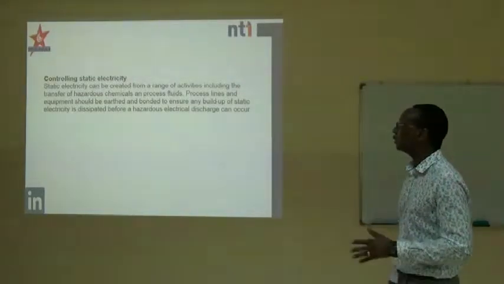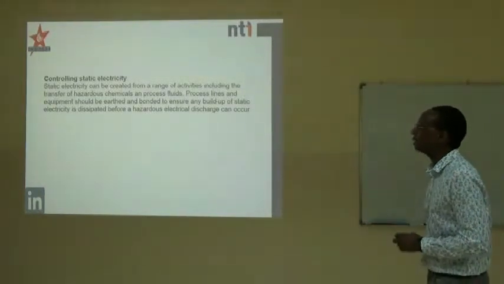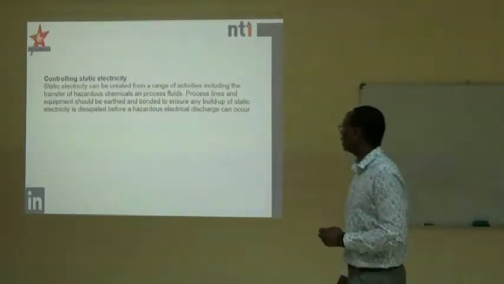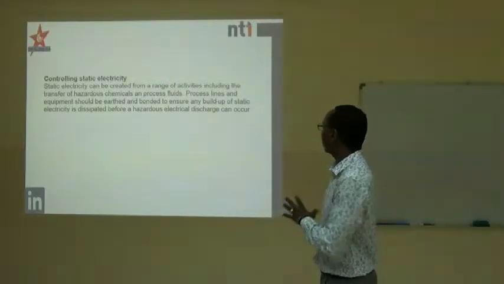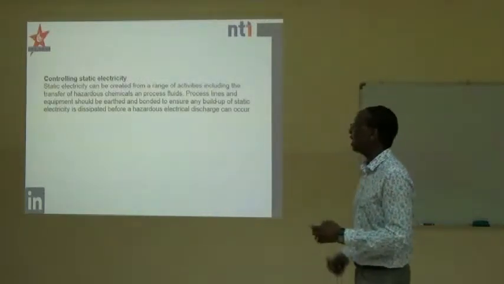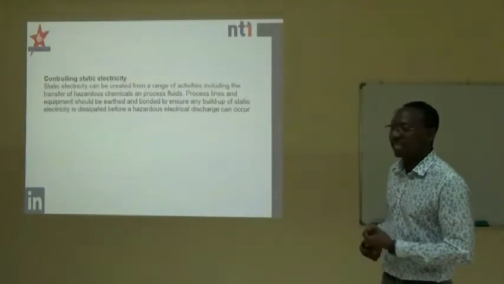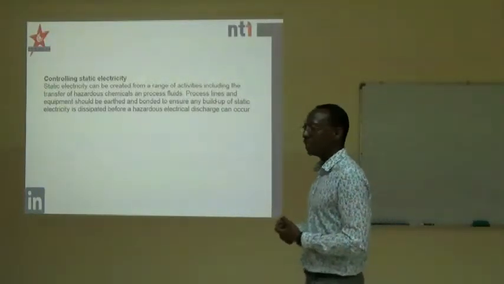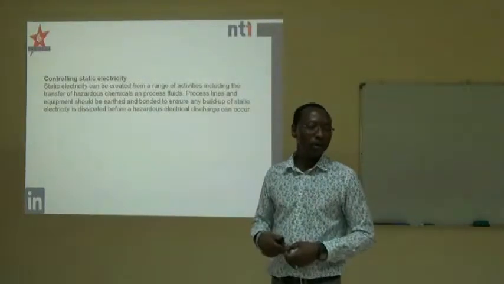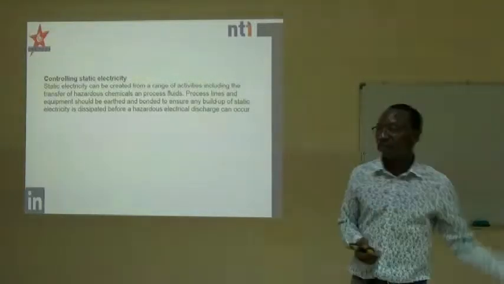So process lines and equipment should be earthed and bonded to ensure any build-up of static electricity is dissipated before hazardous electrical discharge can occur. So here we've got two words which might not be so clear to you. I know everybody knows what an earthing conductor is, but what is bonding? Bonding is basically when we use, again, either copper strips or copper conductors to join all metal parts to the general mass of the earth.